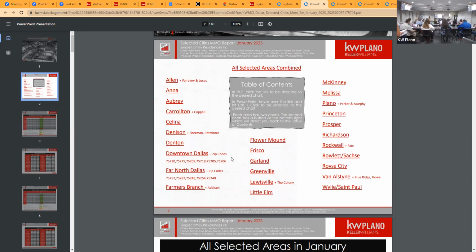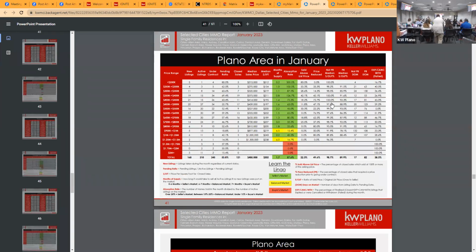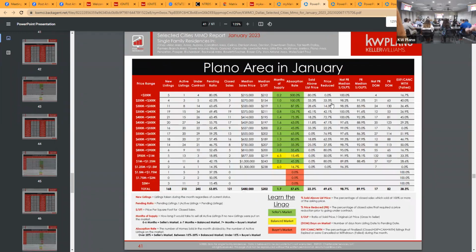Okay, so let's go ahead and click on Plano. So Plano includes Parker and Murphy. If you click on it, it takes you directly to that page. And let me see if I can make that easier for everybody to see.